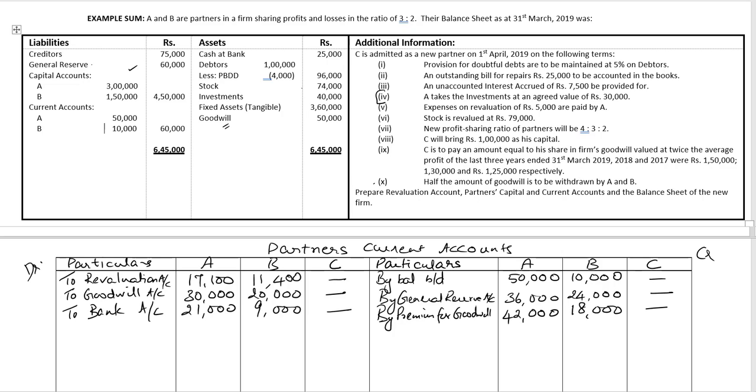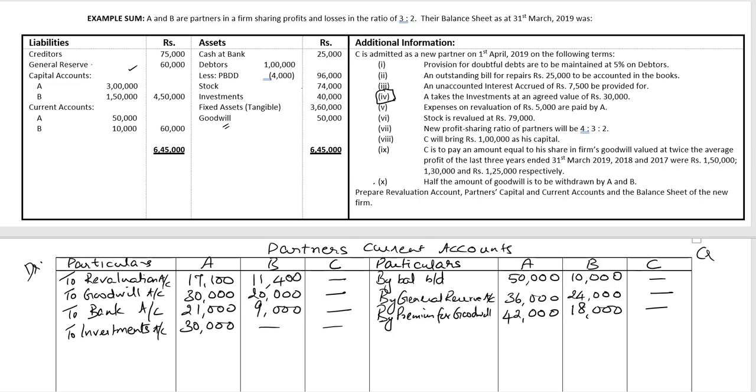The 4th point, where A takes the investments at an agreed value of rupees 30,000. So investments has a debit balance. When A takes it over, we need to credit the amount of investments. So it's A's current account debit to investments account. 30,000 rupees, investments taken over by partner A.